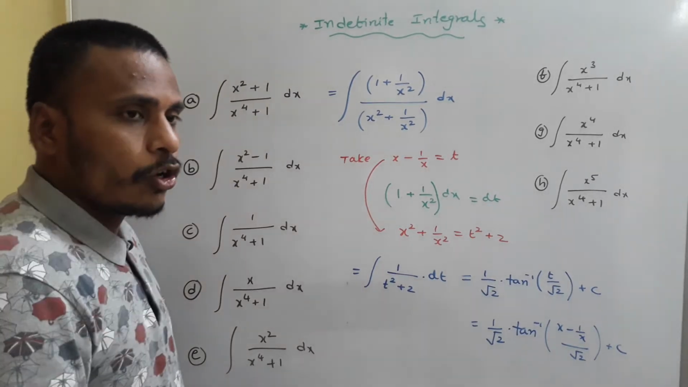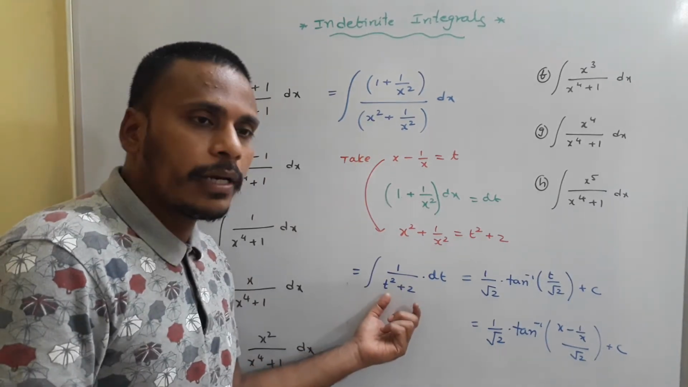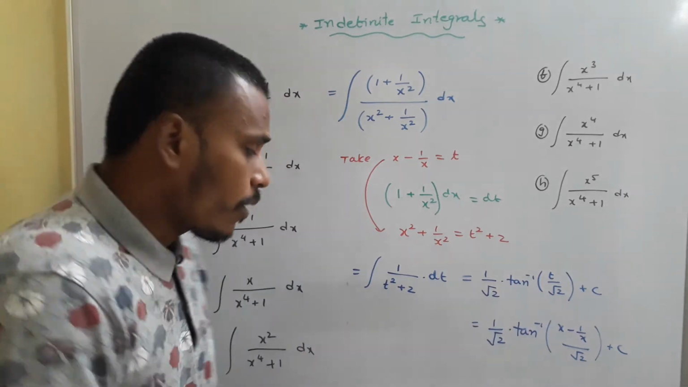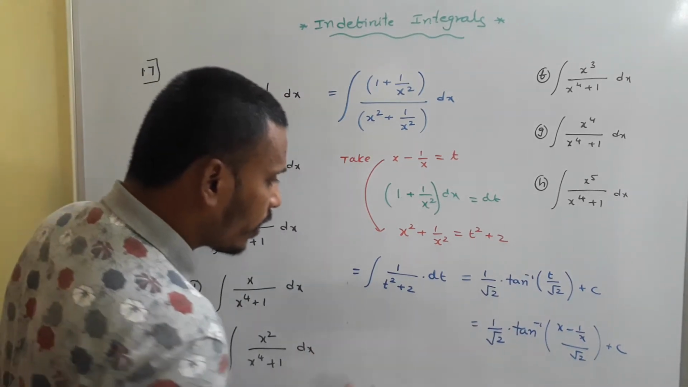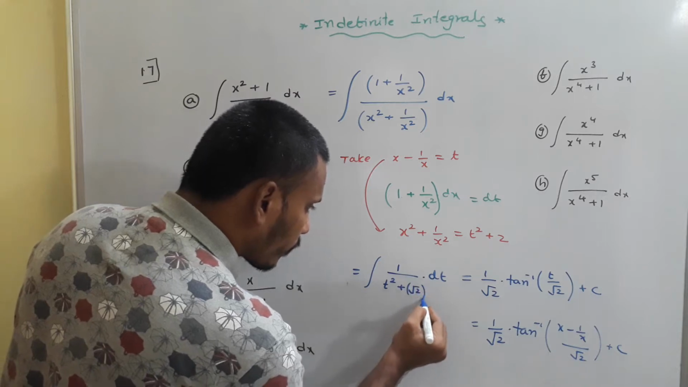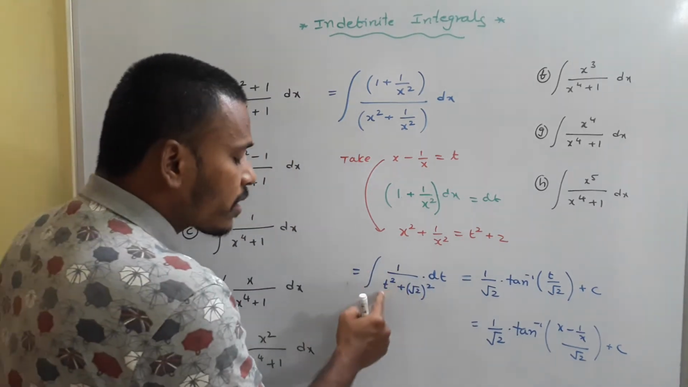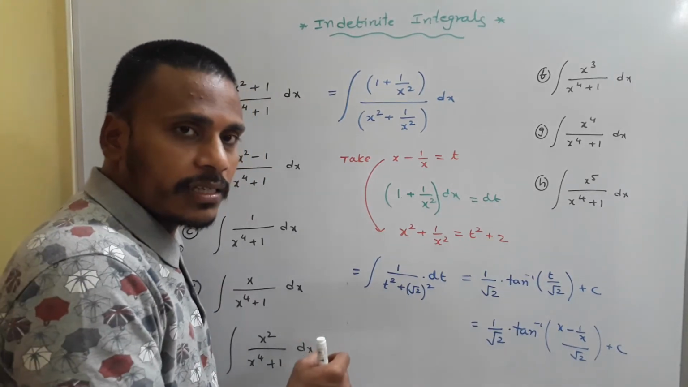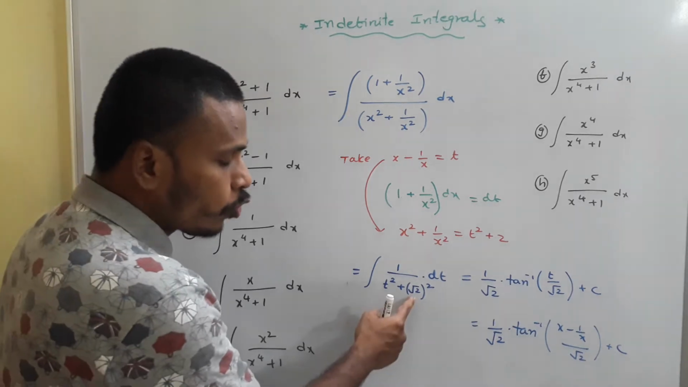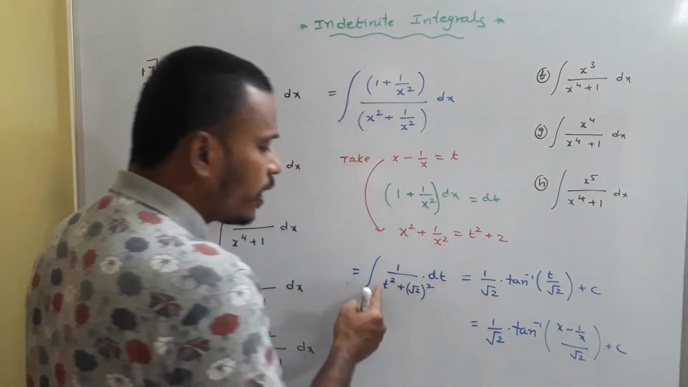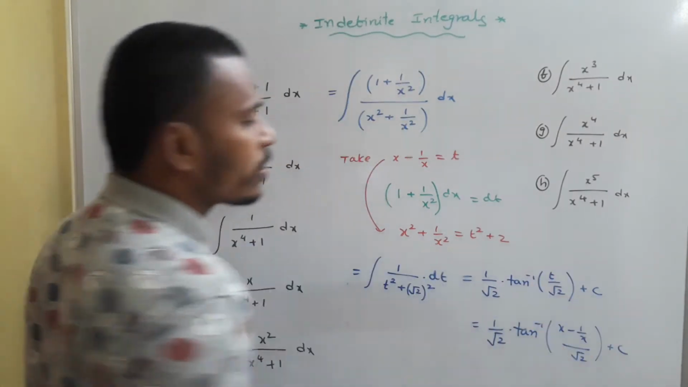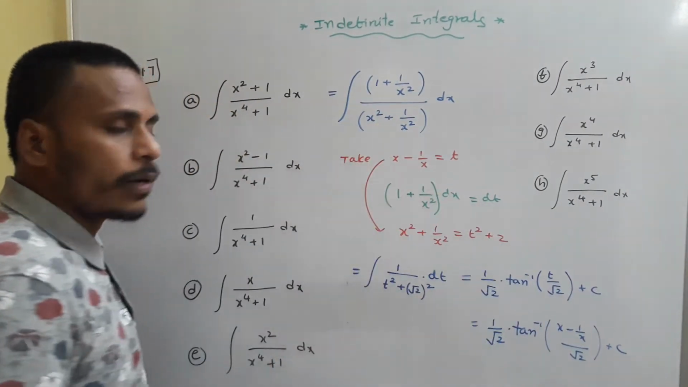Just observe here carefully, okay? After this substitution, this is 1 by t square plus 2. See, directly, 1 by t square plus 2, this 2 can be written as root 2 square. So 1 by x square plus a square dx, its integral value is 1 by a tan inverse x by a. So this root 2 is in the place of a and t is just like x. So 1 by root 2 tan inverse t by root 2 plus c. And then you need to replace t with x minus 1 by x.